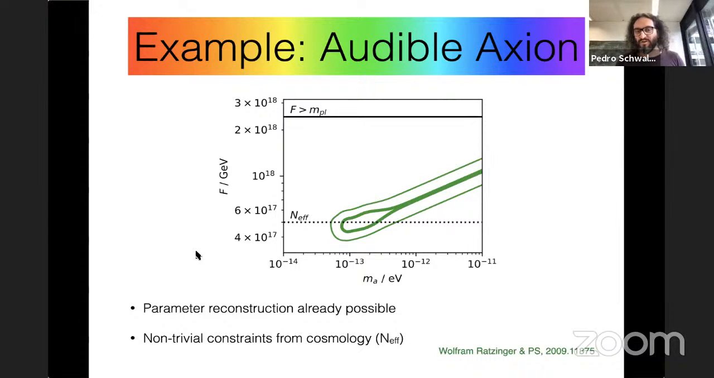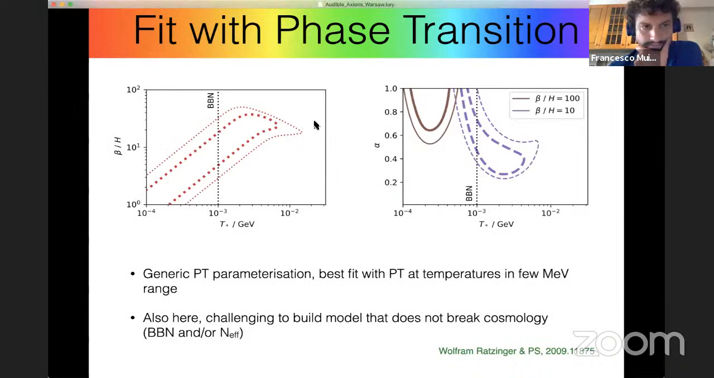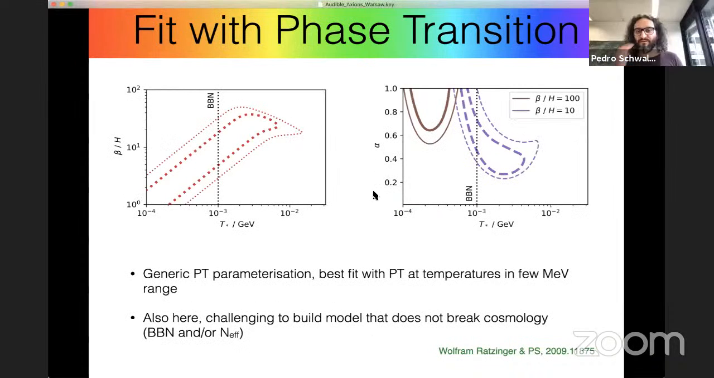We did the same exercise with phase transitions for different values of the transition parameters. Also there, you of course find a good fit, and it points to a phase transition somewhere above the MeV range, which again is very interesting because that's a region where you can't do whatever you want.